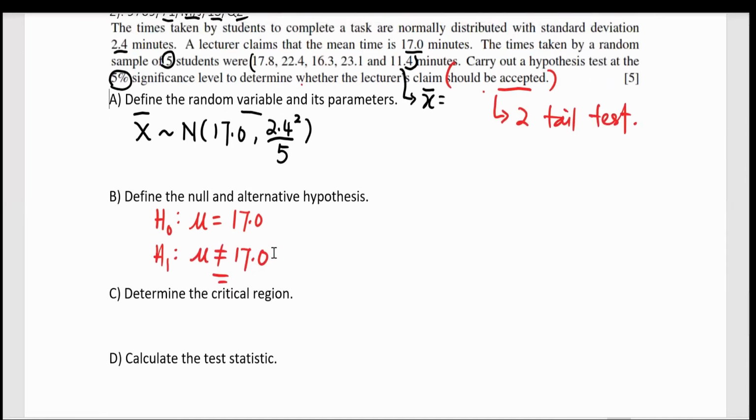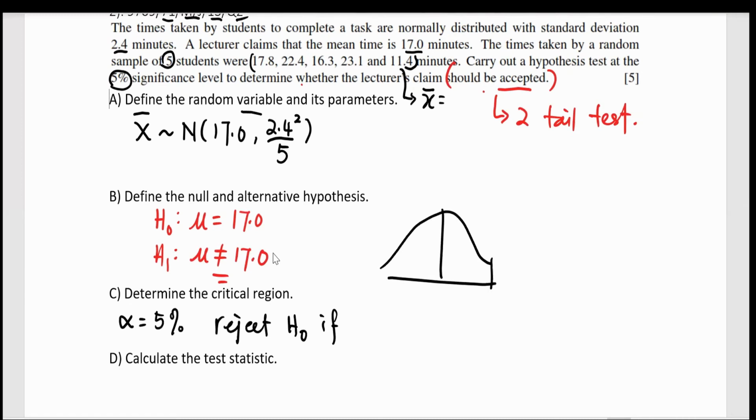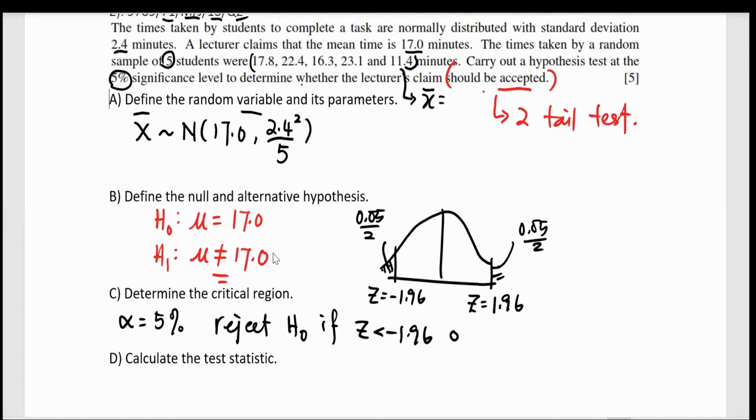So determine the critical region. Again, you must have the significant level given by the question. And since it's also 5%, the value is the same. Like what we found just now, for a 2-tail test you must divide the significant level by 2. Then only do you get the correct z-score value. So reject if z-score is less than negative 1.96 or greater than 1.96.